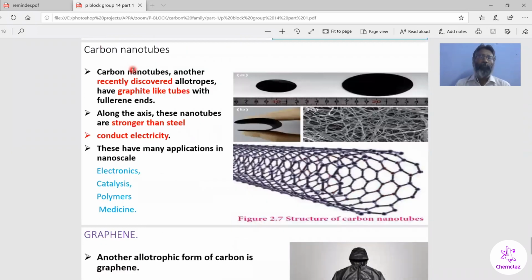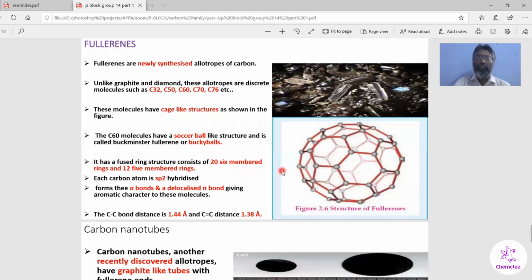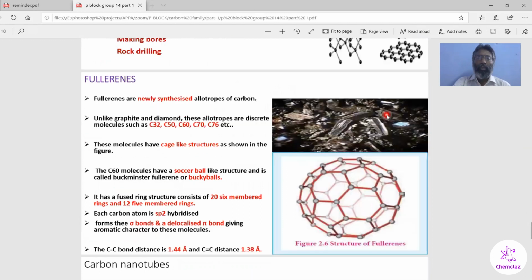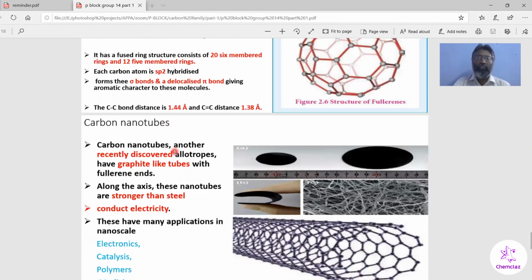The next one is carbon nanotube. The carbon nanotube is also a synthetic allotropic form of carbon. It looks like graphite, but in tube form, ending with a fullerene end. In graphite, there is a hexagonal arrangement in a sheet-like structure. But in a carbon nanotube, the same hexagonal arrangement forms a tube-like structure, with a fullerene-like structure at the end. Fullerene-like means a soccer ball-like structure.